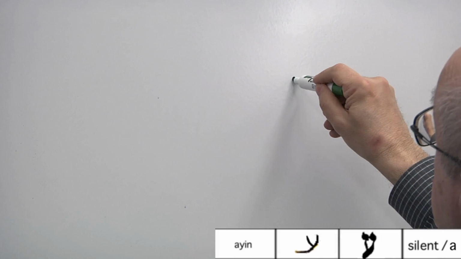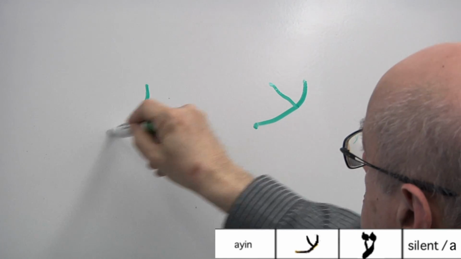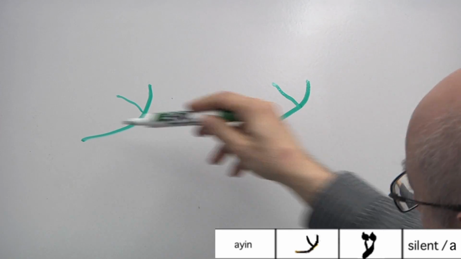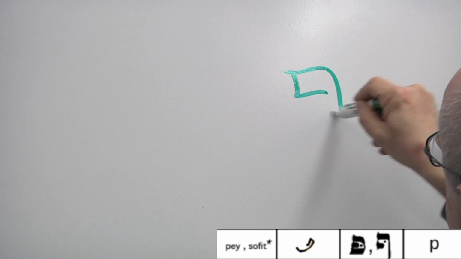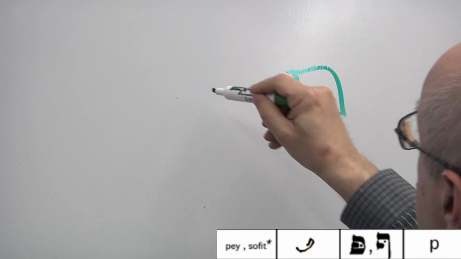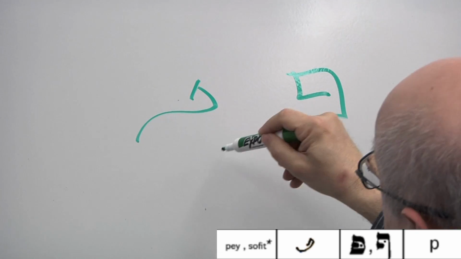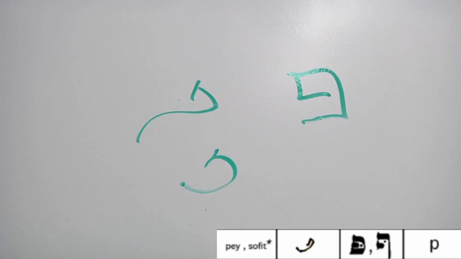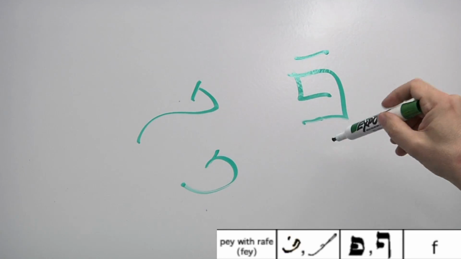The letter Ayin is written this way. It's very similar in Soletreo. It's a long letter, so it extends below the line of writing. The Pe in Soletreo is written this way, or this way. And this letter can take the rafeh, the varika, giving the sound F.